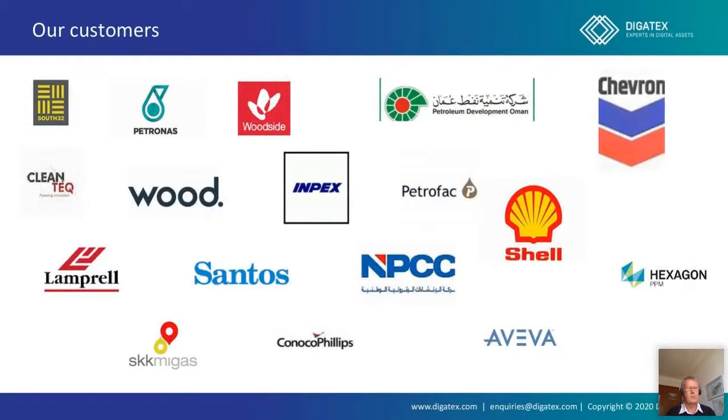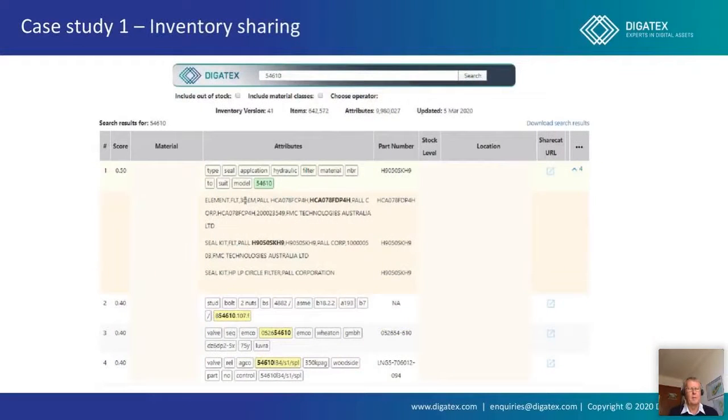So who are we doing it with? Well, this slide shows some of the clients that we're dealing with at the moment. You'll see it's a mixture of oil and gas operators, engineering service providers, mining companies, and tier one software providers as well, such as Aviva and Hexagon. So we've had quite a broad range of clients that we deal with right now.